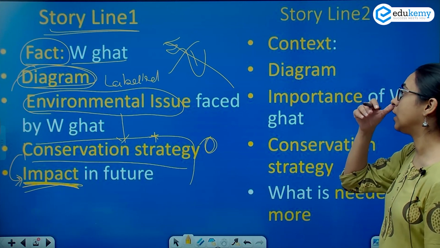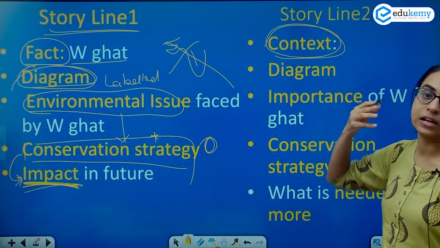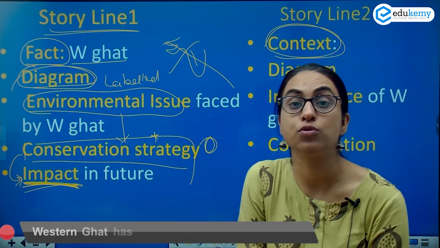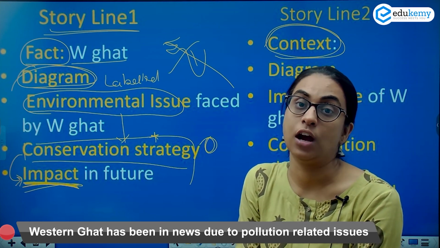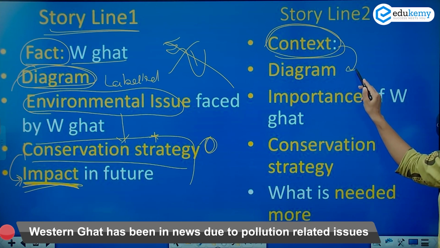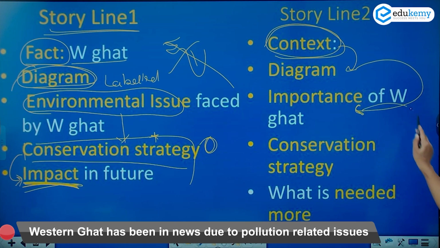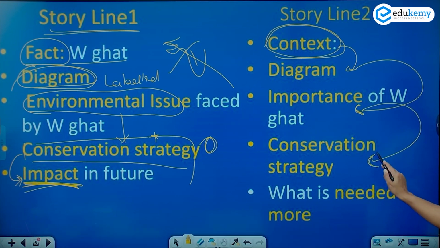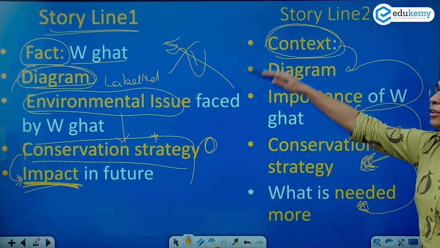There is another story also: you can start with the context. The Western Ghats have been in the news recently because of pollution-related and environmental issues. Therefore, the conservation of the Western Ghats becomes very important. Then you draw a well-labeled diagram of the Western Ghat. You write about the importance of the Western Ghat, and therefore why we need to conserve it. This is the conservation strategy followed by the Government of India, and this strategy is there, but we need something more.